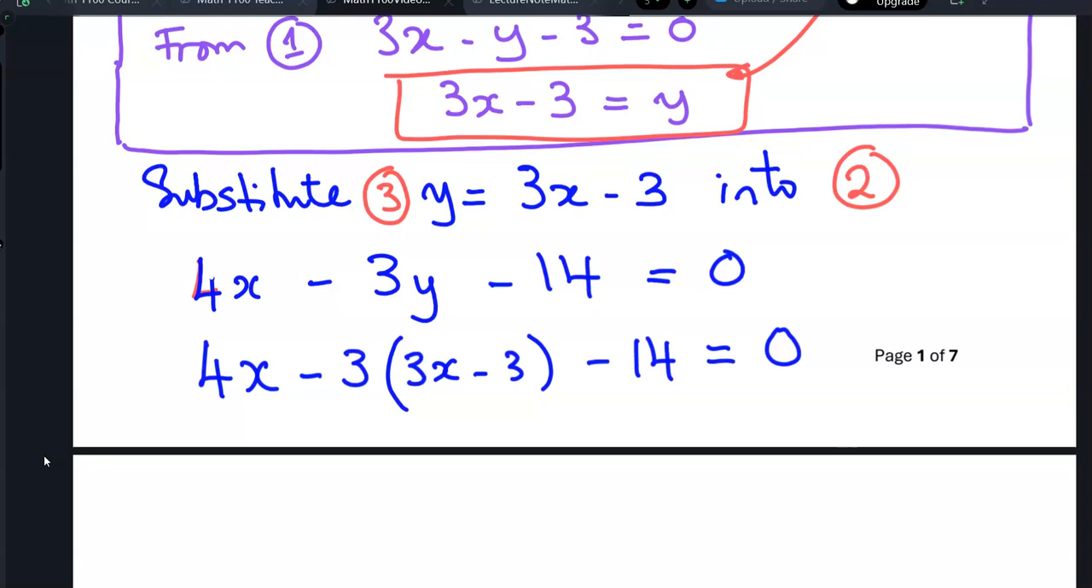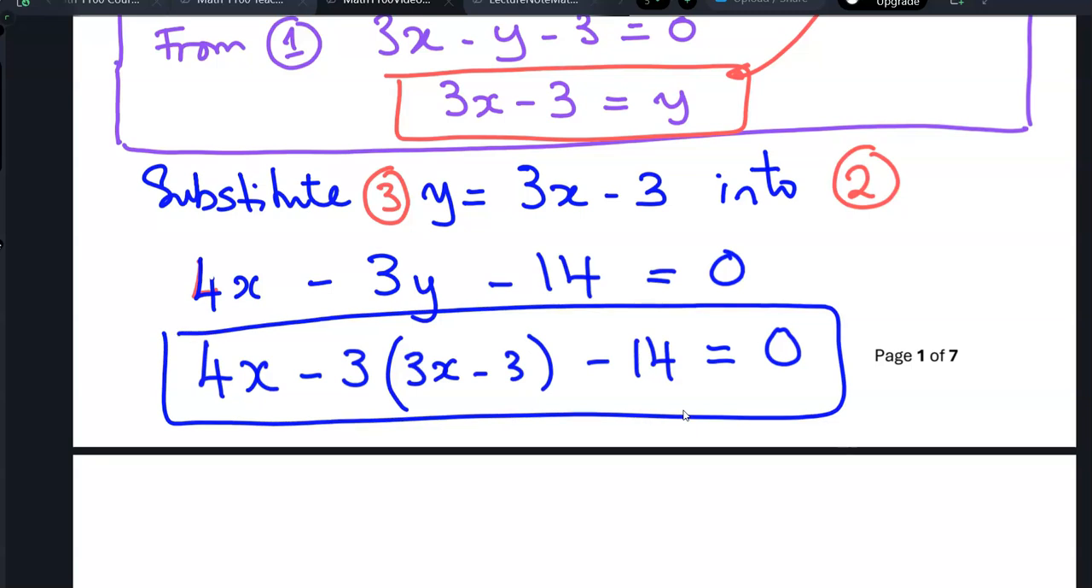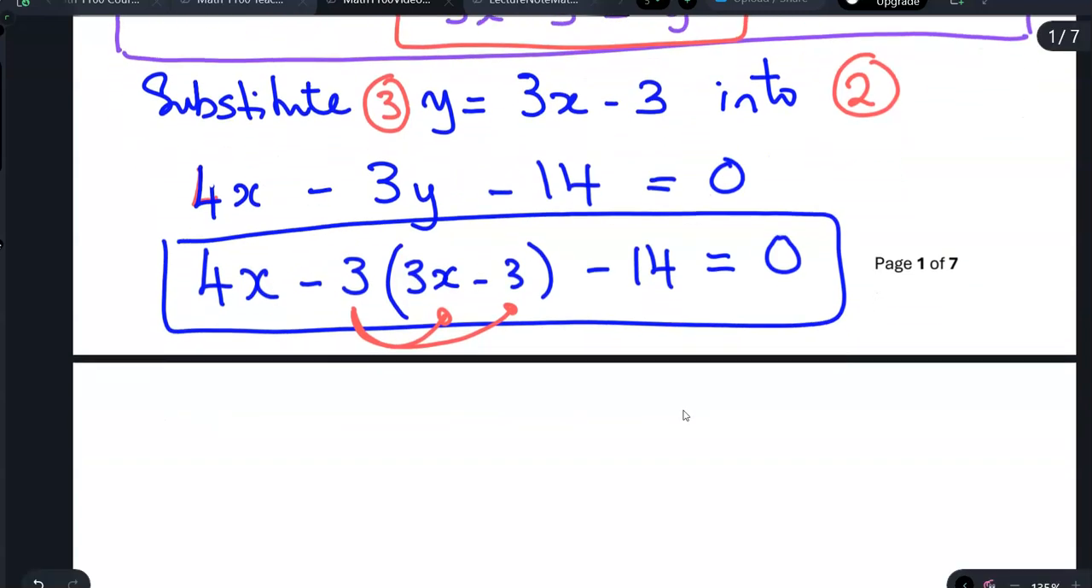And from 3x minus 3, I turn this into one equation, one unknown, right? One equation, one unknown. So in solving for this, I must apply the distributive rule. So I can open up the brackets and collect the like terms. So I should have negative 9x here, plus 9.